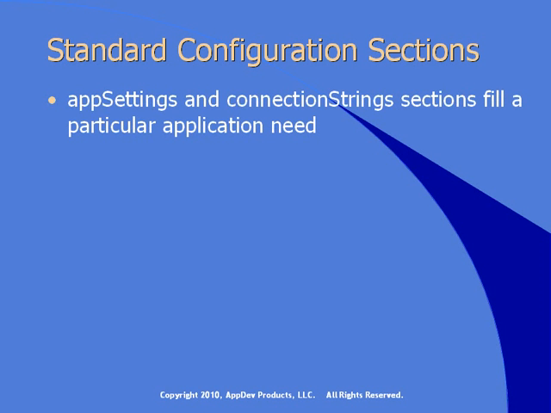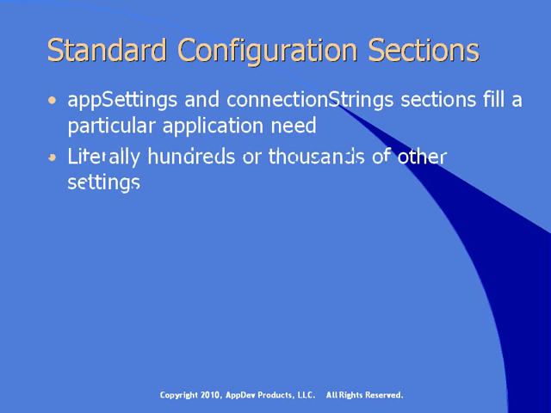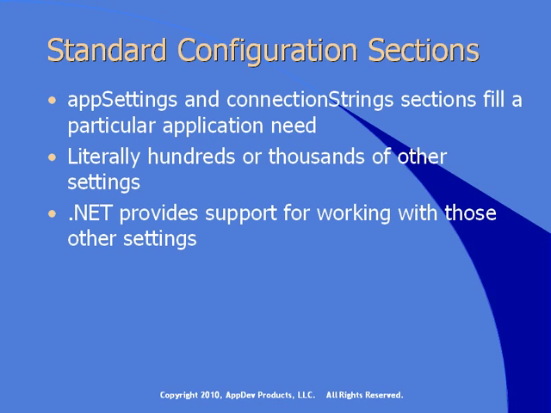The app settings and connection string sections in ASP.NET have special support because so many applications need to use connection strings and have a place to just kind of dump individual application settings. But there's literally hundreds, if not thousands, of other settings that make up the .NET framework. So that's why the .NET Framework has support in the System.Configuration and System.Web.Configuration namespaces for reading and writing those sections. These built-in settings are stored in what are called standard configuration sections because they are supported by classes in the configuration namespaces.